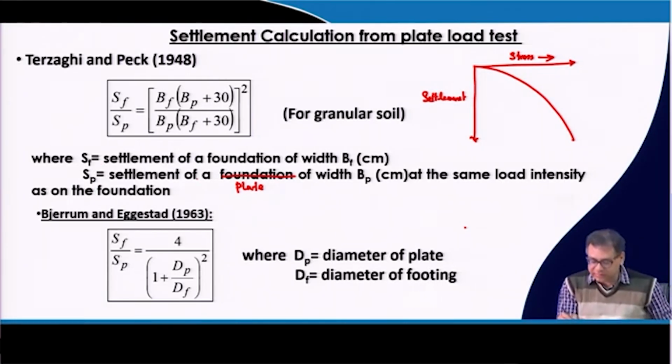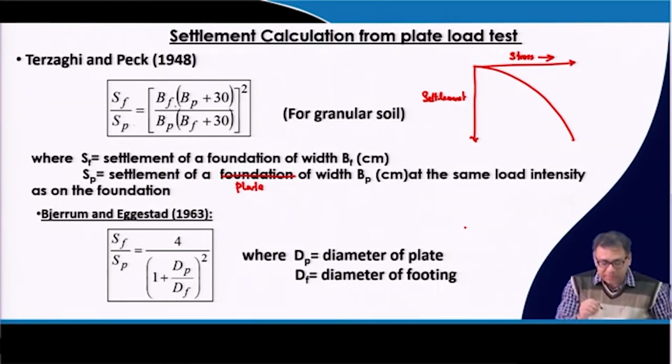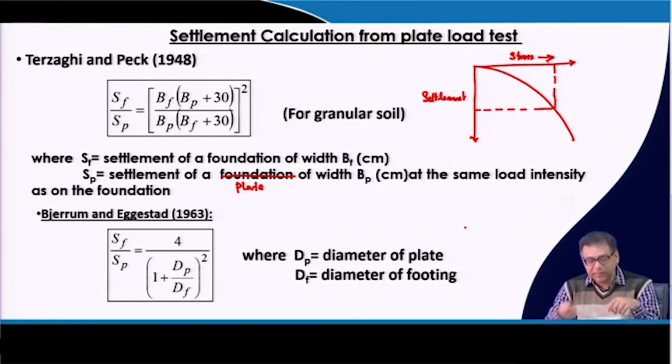So, suppose we know the permissible settlement. Here we put the permissible settlement of the foundation, then we will get the settlement of the plate. Now, corresponding to that settlement of the plate, the load that we are getting or the stress, that will be the maximum stress that the foundation can take. We know the permissible settlement of the foundation, we know the width of the foundation and the plate, then you put those values. The only unknown is the settlement of the plate. So, we will get the settlement of the plate. Now, corresponding to that settlement of the plate, the stress that I will get will give me the allowable stress. So, that much stress can be applied on the foundation, because these settlements are at the same load intensity. This way I can determine the load carrying capacity of the foundation also, or vice versa.